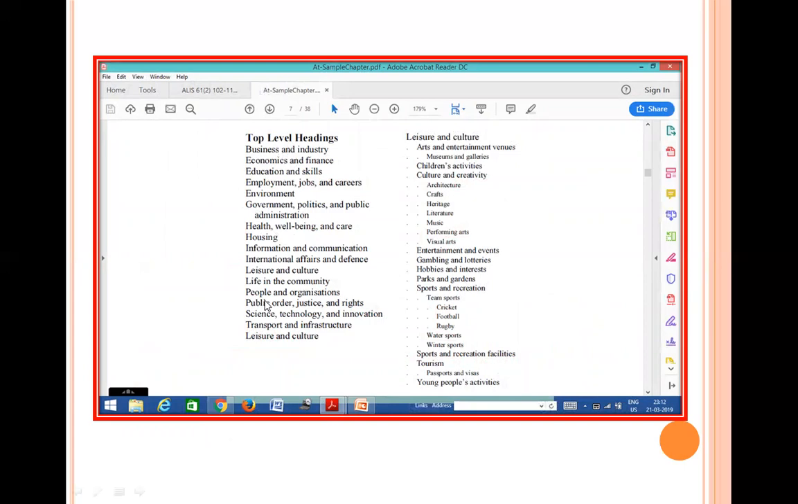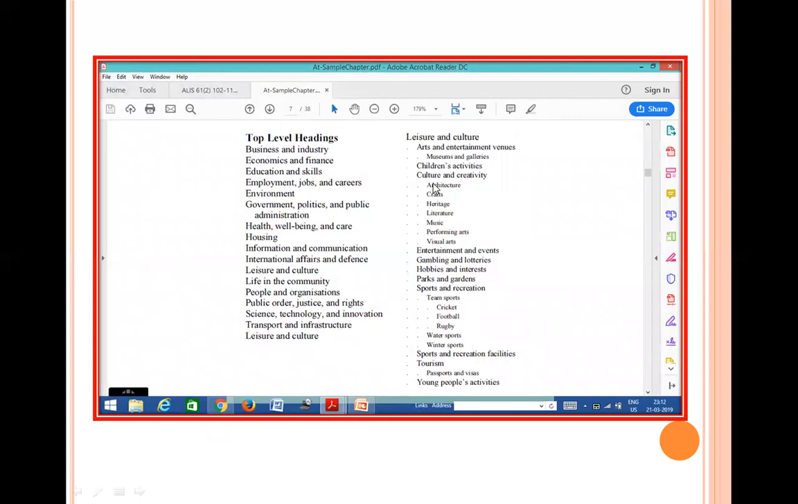These are the top level headings adopted in a particular library, for example, or in an information retrieval system, or in a company, or in an office. From here, I take one concept called leisure and culture. These are top level taxonomy headings. I take one item called leisure and culture. Under leisure and culture, various terms are arranged in alphabetical order, wherein hierarchy is followed.